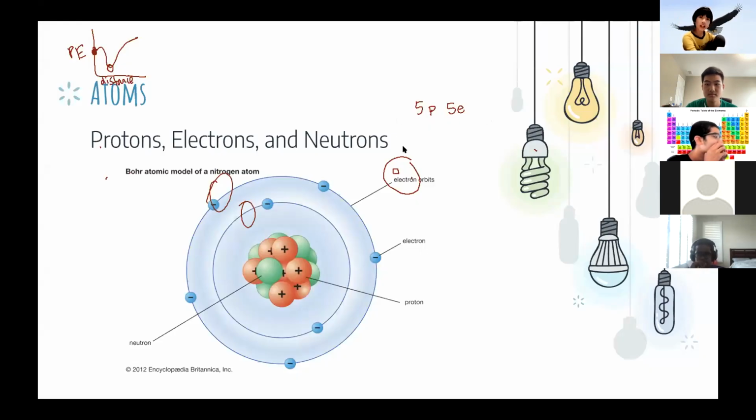How can the protons stick together? Because positive and positive repel each other. Yeah, so the nuclear strong force is a really interesting concept.